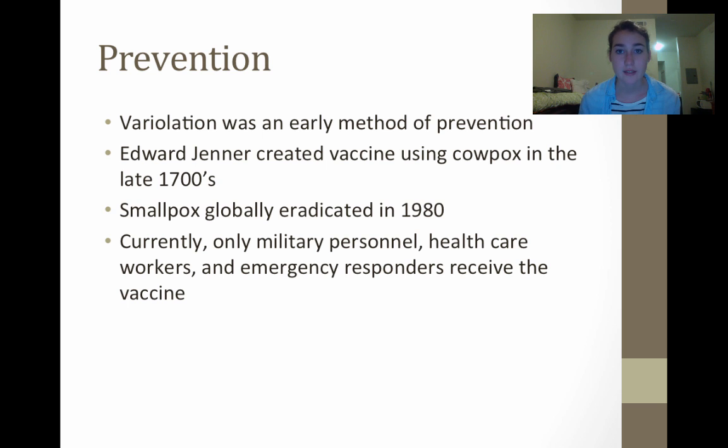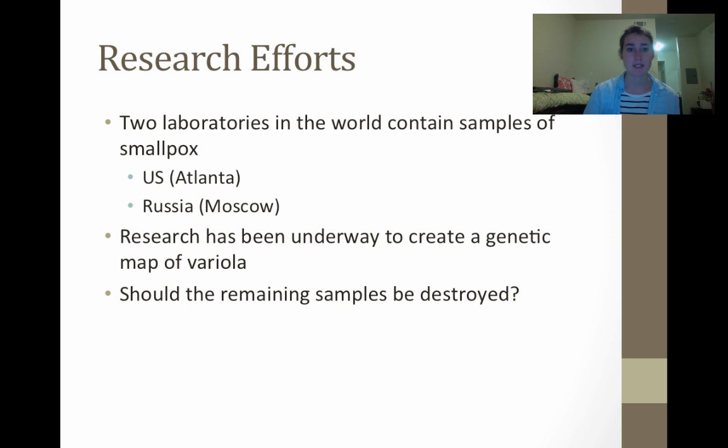And in 1980, the World Health Organization declared smallpox to be the first globally eradicated disease. The last naturally occurring case of smallpox was in the 1970s. And currently, you cannot receive a smallpox vaccination. Only military personnel, healthcare workers, and emergency responders can actually receive a vaccine. So smallpox is only left in 2 laboratories in the world. They're biosafety level 4 labs, one in the US and one in Russia.